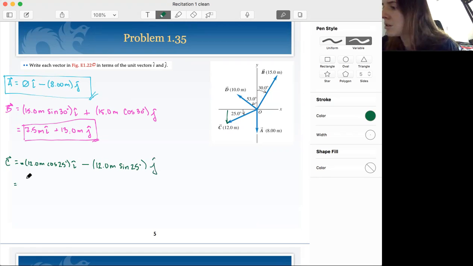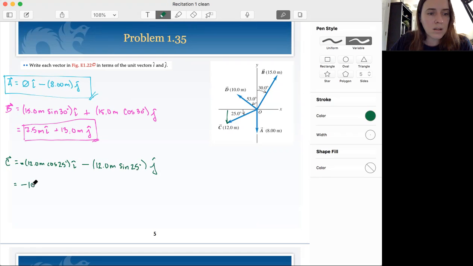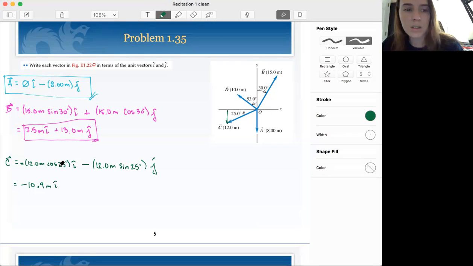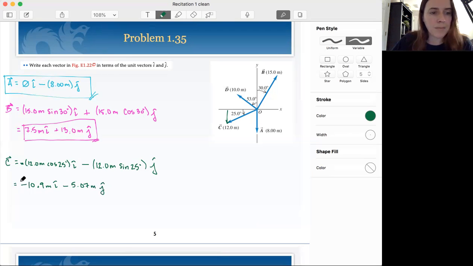All right, so if we punch this in, 12 cosine of 25 is 10.89 meters I hat, and 12 sine 25 is 5.07, minus 5.07 meters j hat.